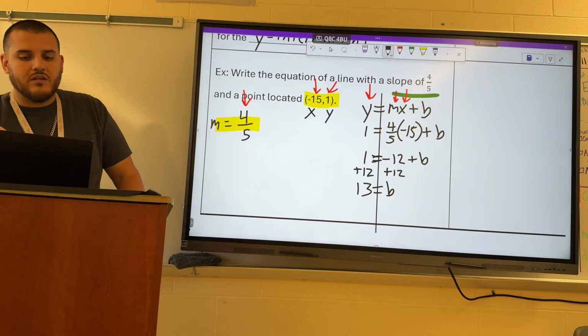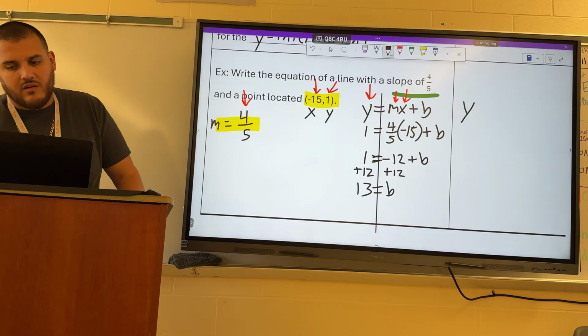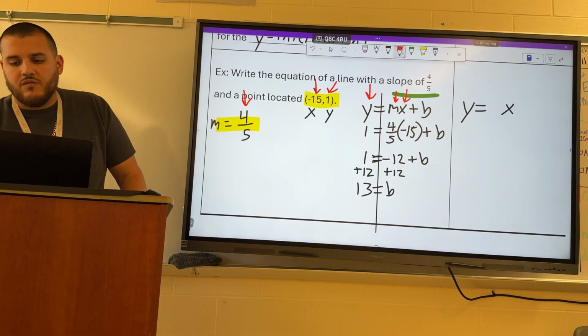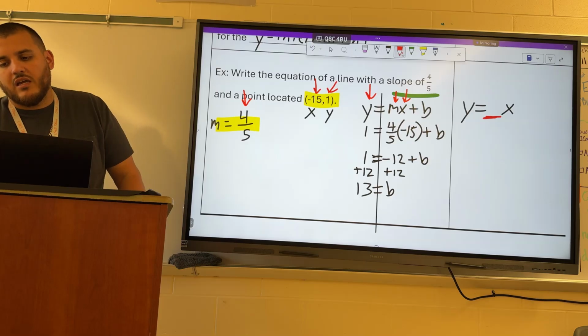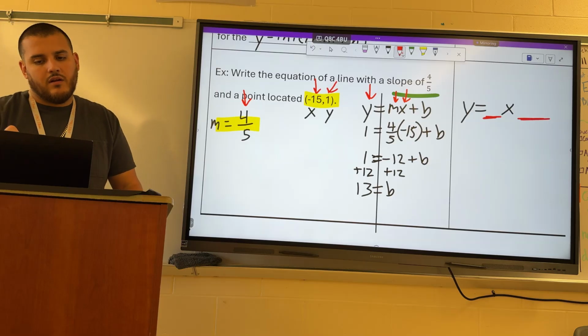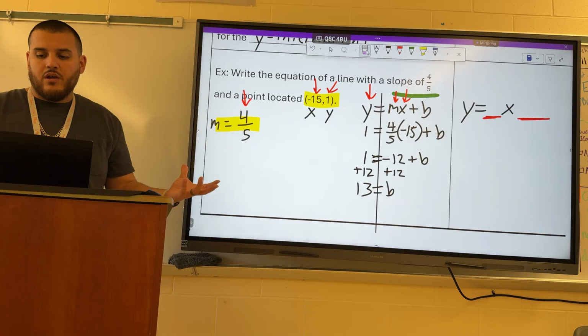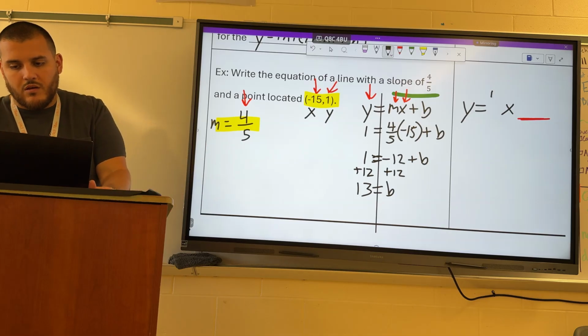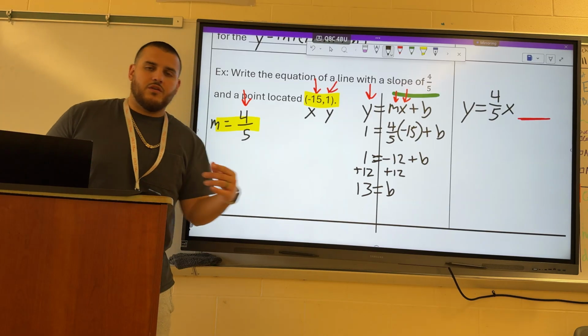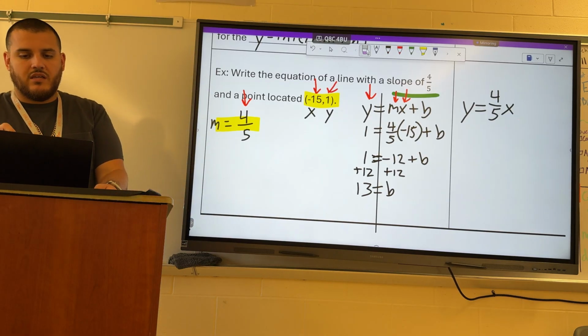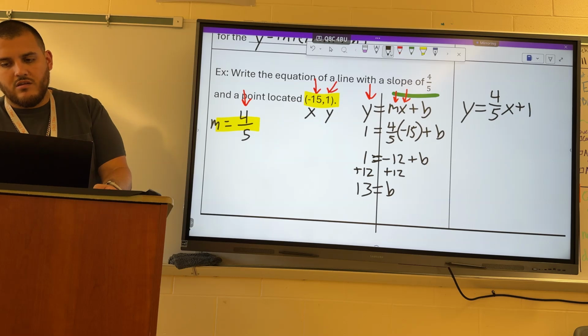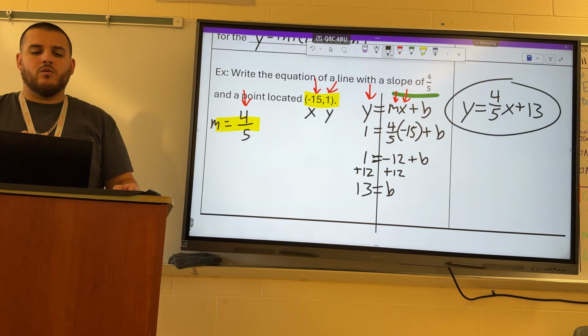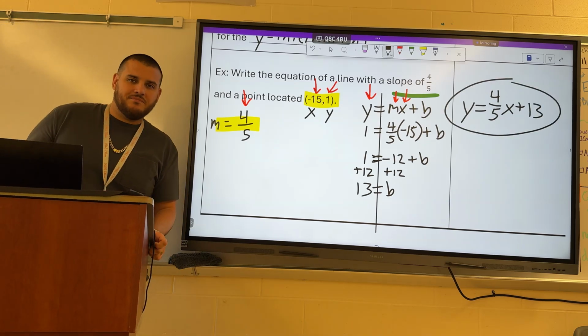So remember, the slope-intercept equation has a constant y, it has a constant x. What we had to fill in is what is the slope of our line and what is the y-intercept of our line. And we have those things now. We already knew from the beginning that our slope was going to be 4/5, so we have 4/5 x. And then we just solved for the y-intercept. It's positive 13, so we have plus 13. That would be the equation of this line.